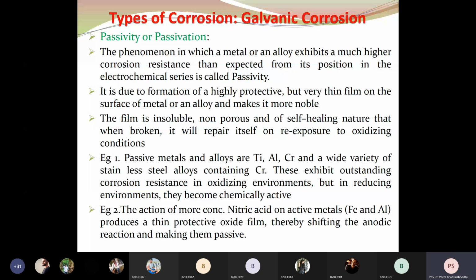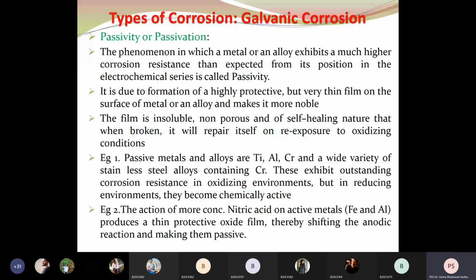Okay, so this is another example. The action of more concentrated nitric acid on active metals like iron and aluminum produces a thin protective oxide, which is stable and acts as a passive layer. So these passive layers are a kind of protective layer on the metal surface.